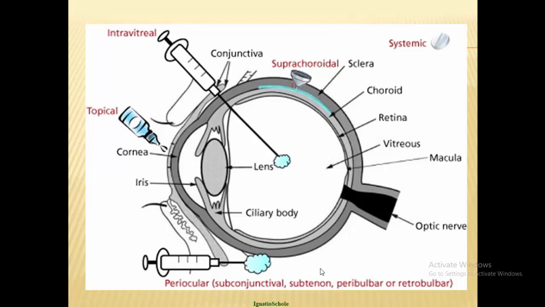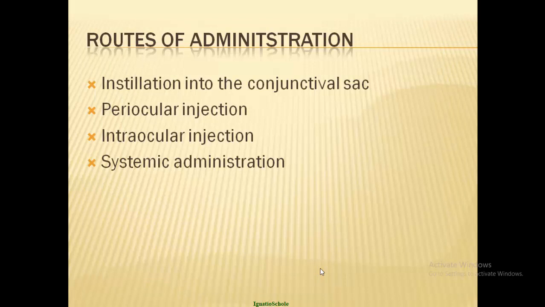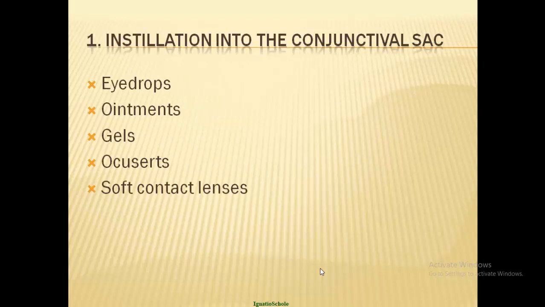One is topical or instillation into the conjunctival sac. Another is periocular injection. Another one is intraocular injection. Another one is systemic route. So it is written here: instillation into the conjunctival sac, periocular injection, intraocular injection, systemic administration. We'll be going through each one of them in detail.